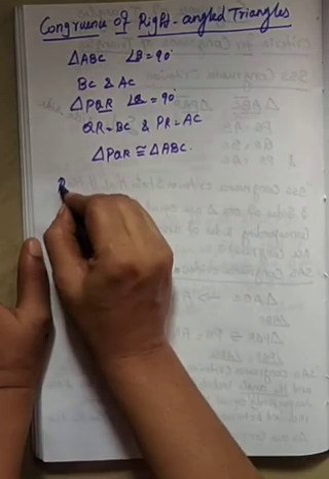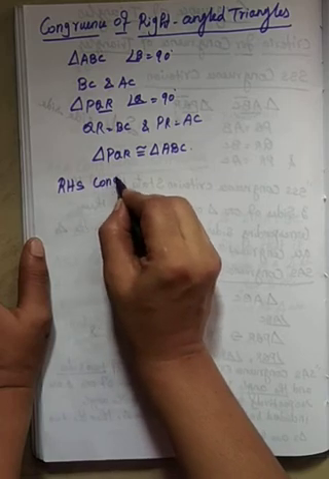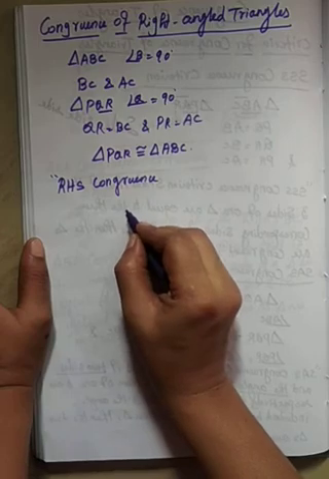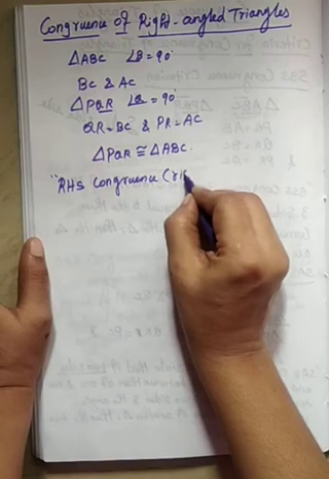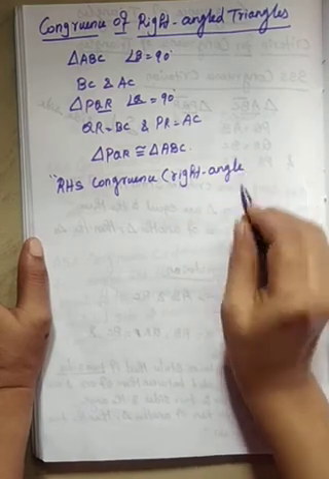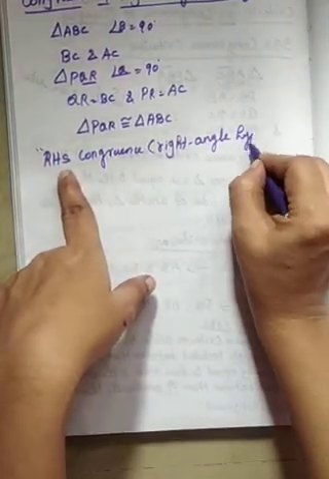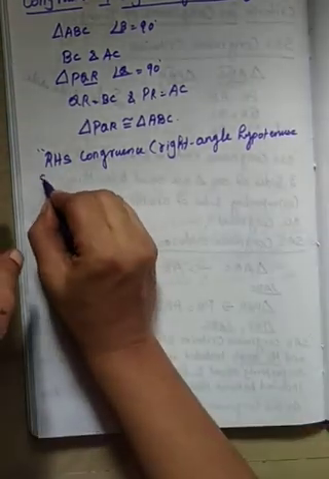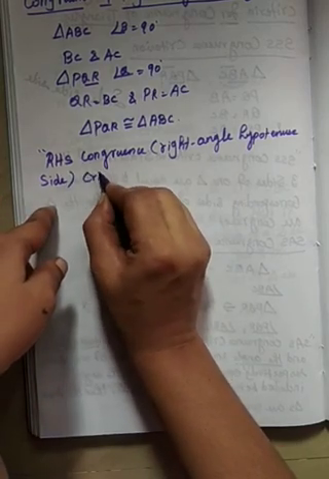We can say RHS congruence. What is the meaning of RHS? Right angle, hypotenuse, side. R means right angle, H means hypotenuse, S means side.